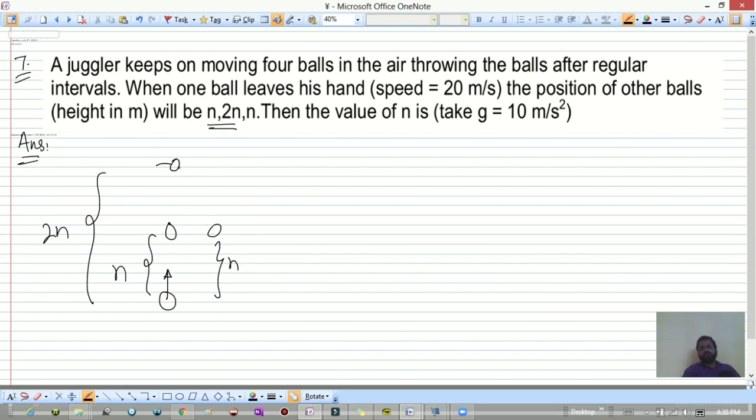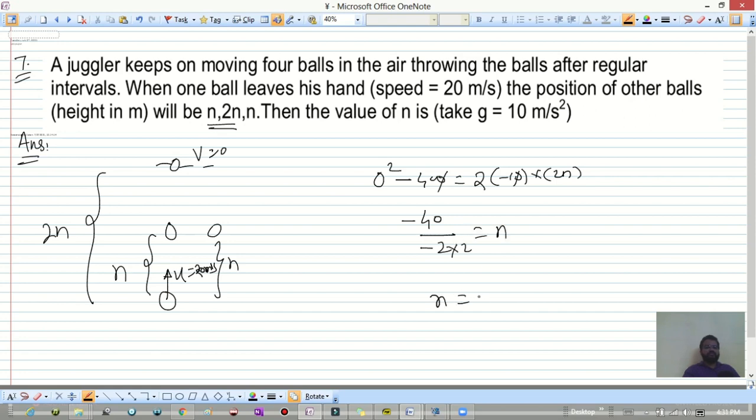Okay, so final velocity at this point must be 0. Initial velocity is u, and this initial velocity is given as 20 meter per second. So we have final velocity 0 squared minus initial velocity 400 is equal to 2 into a, we have minus 10, into s is 2n. So we have this 0 get cancelled. So it is minus 40 divided by minus 2 into 2 is equal to n. So what is n then? It is 10.